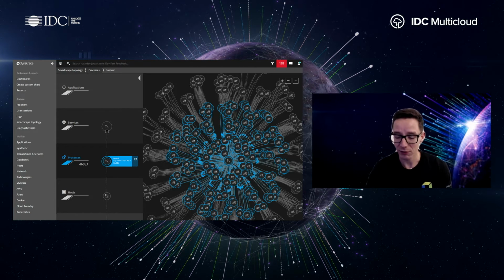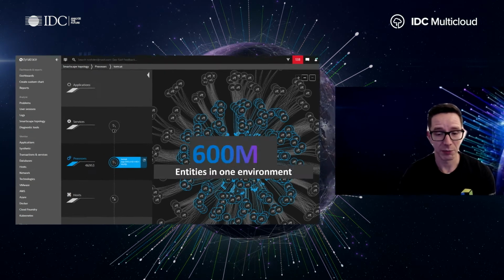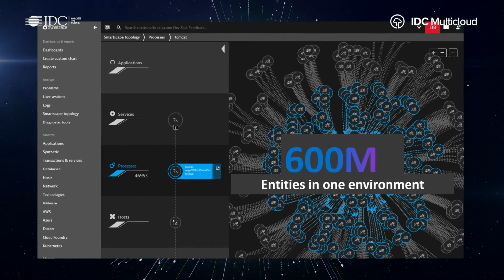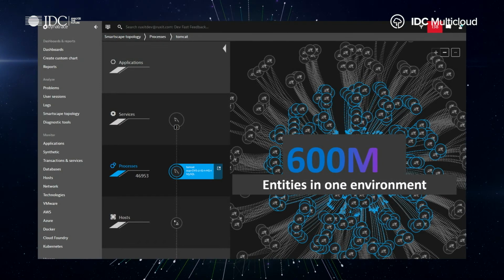If they're massive, it's not unusual to see something like this. 600 million entities that are being monitored in one single Dynatrace environment. This can be services, processes, hosts, cloud provider managed services, anything you can think of that makes up your application stack that is used to bring value to your customers can be monitored using Dynatrace.